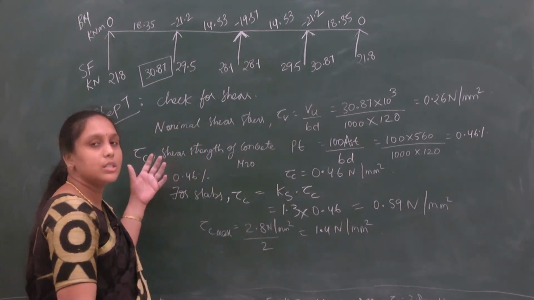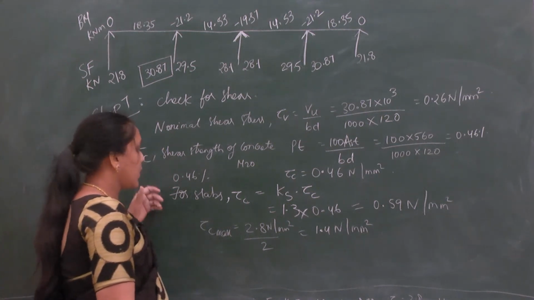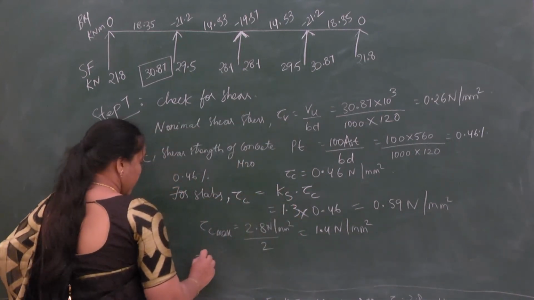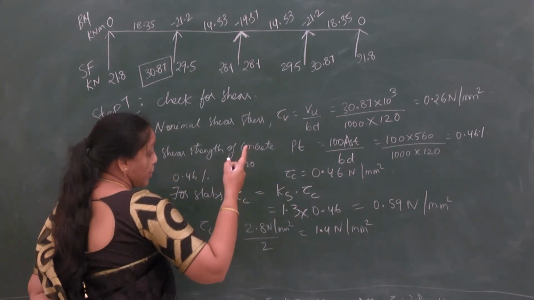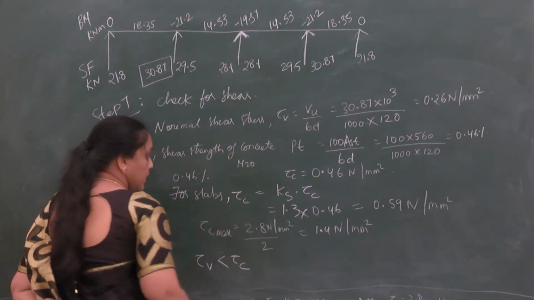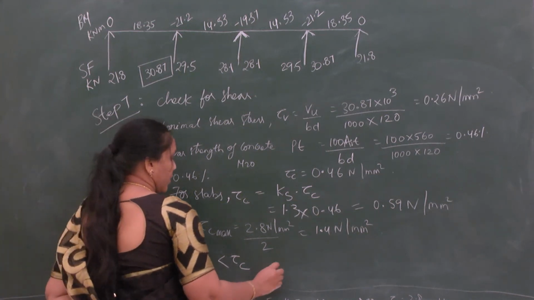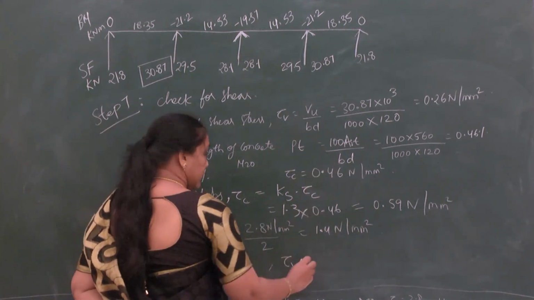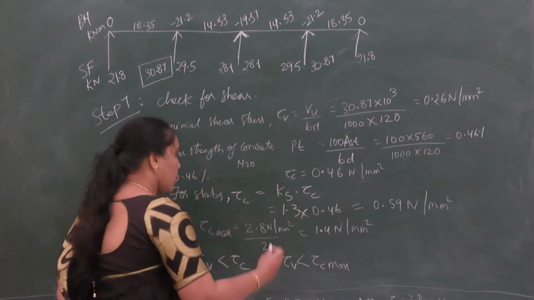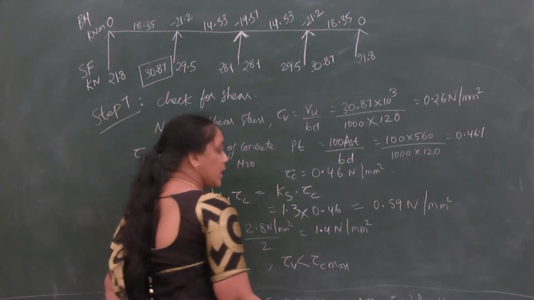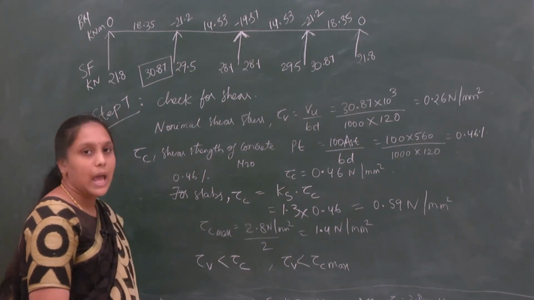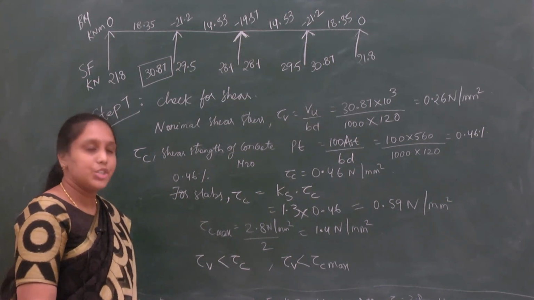Now we have to compare all the three values, tau B, tau C and tau C max. If you observe here, tau B is 0.26 and tau C is 0.59. That is, tau B is less than tau C and tau B is less than tau C max also. So if tau B is less than tau C and tau B is less than tau C max, then there is no need of providing the shear reinforcement. That is, the slab is safe in shear.